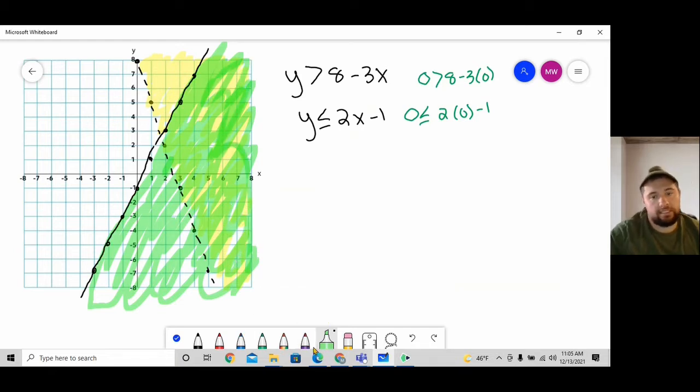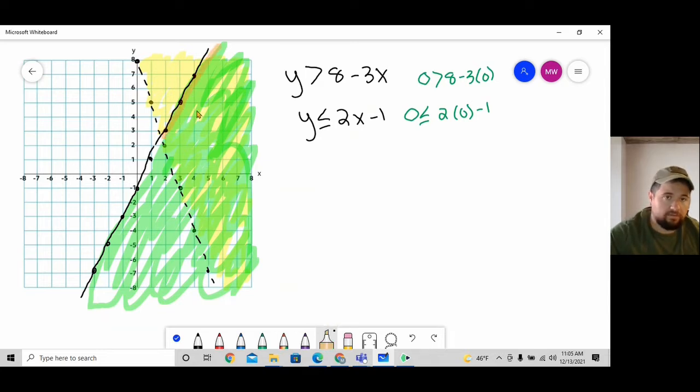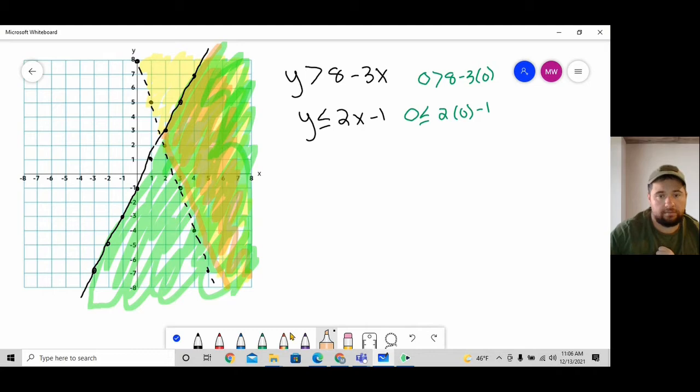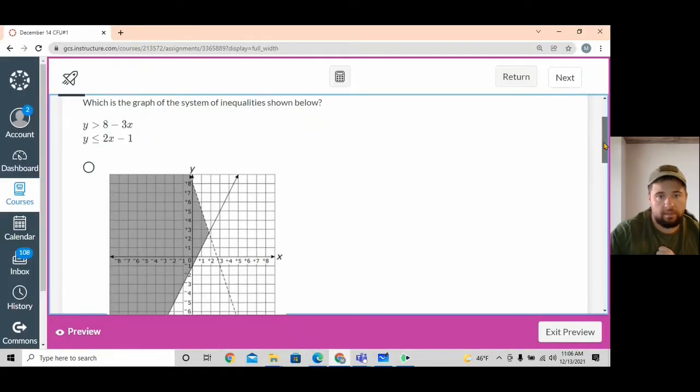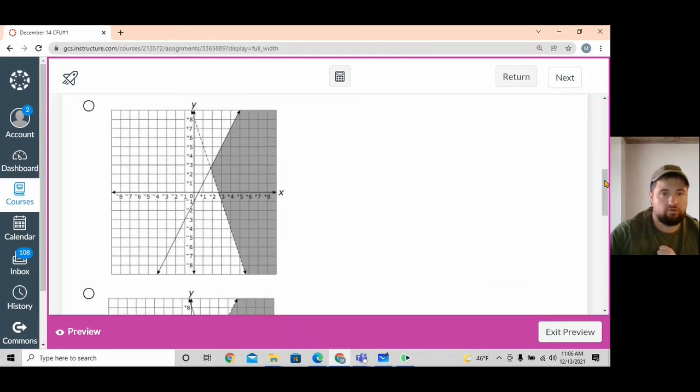Okay. And then notice that right in here, all of this, this was the region of the graph that was shaded twice. So that would be considered the solution to the system of equations that you see on the graph. All right. And so that would be, let's look at that again. That would be graph number B, or letter B.